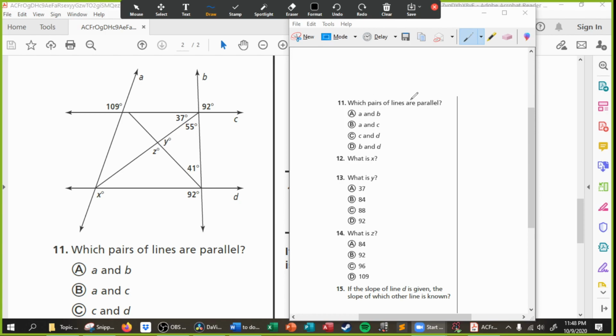Question 11 says, which pair of lines are parallel? And then we have our choices. I'm going to ignore the choices and look at the diagram first, to see if I can come up with some reasoning that would allow me to convince myself that whatever I come up with is the answer that should be expected.